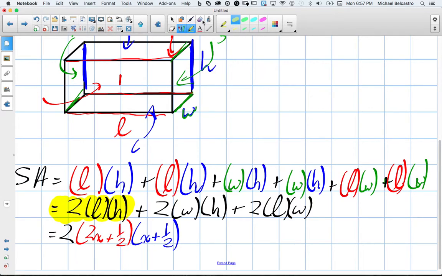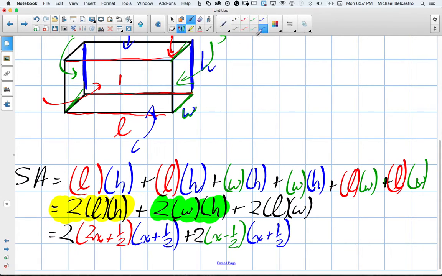Now the next part, plus 2, W was x minus a half. Our h, we already know here, it's in blue, is x plus a half. And then finally the very end is 2, and then our length is 2x plus a half, and our height was x plus a half.